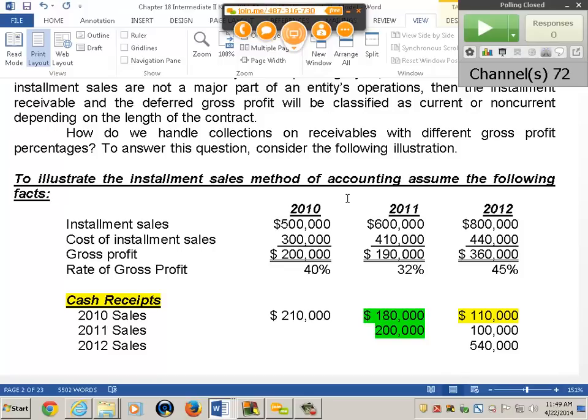You collected 210 plus 180, right? So you collected 390. And what's your cost? Right, 300. So gross profit realized now in 2011 is 90. That's it.